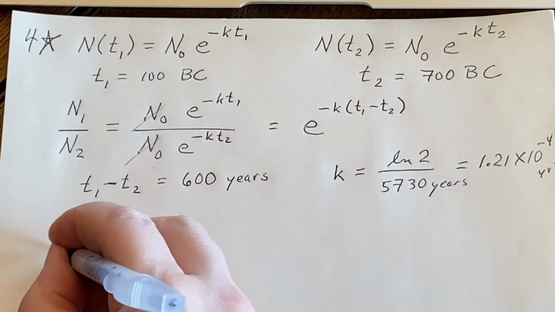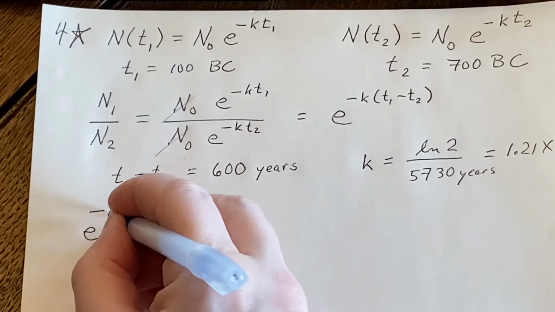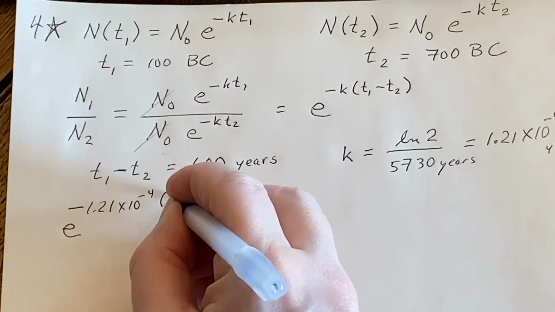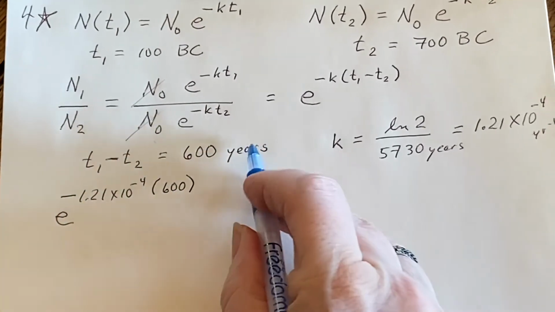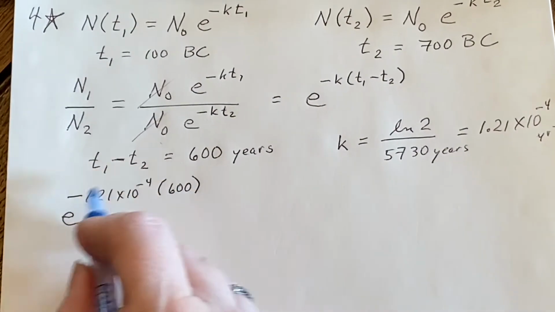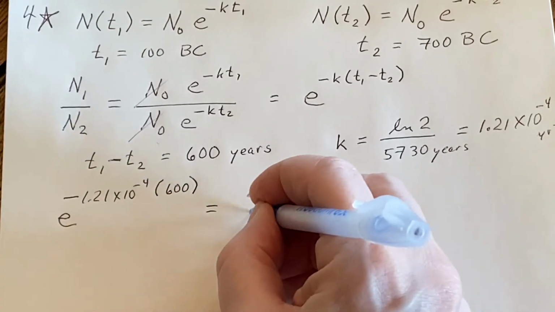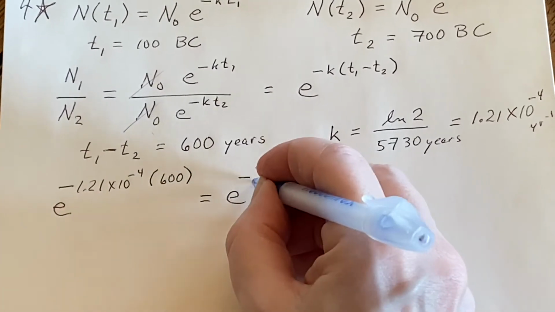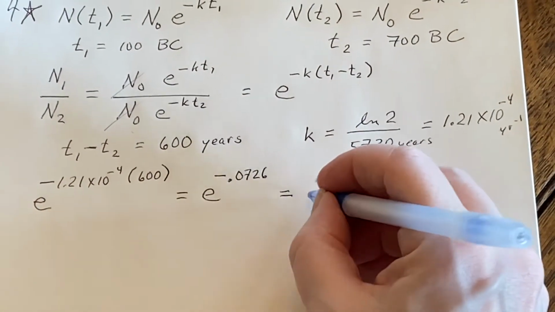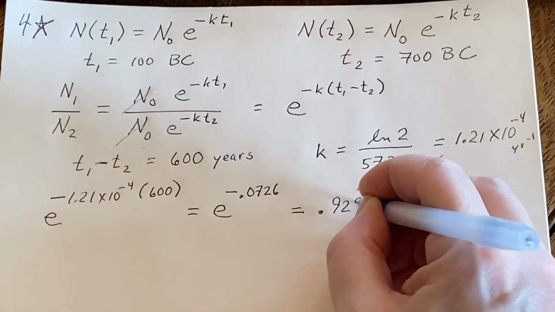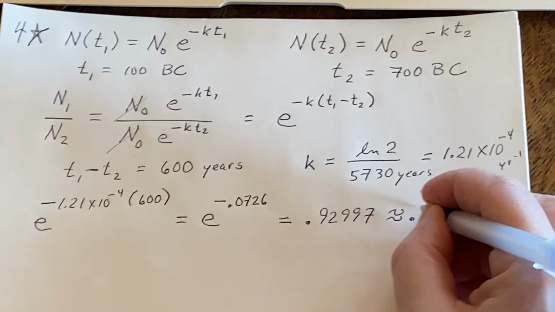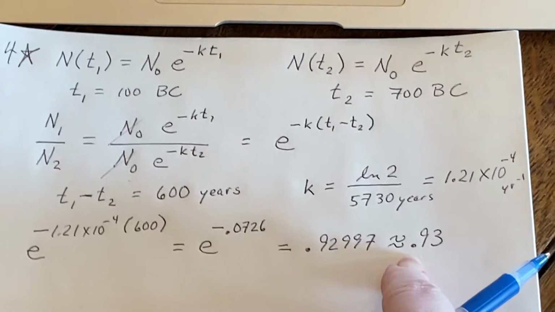So what then is my E that I am calculating? It's minus the 1.21 times 10 to the negative fourth, and then it's going to be the 600 years. So you see, the years are going to cancel out. I'll have a pure number, which is good because I need a pure number to be an exponent. This will end up being E to the negative 0.0726. And when you use your calculator, it will say that that is 0.92997, which is way too many sig figs. So that's approximately 0.93.